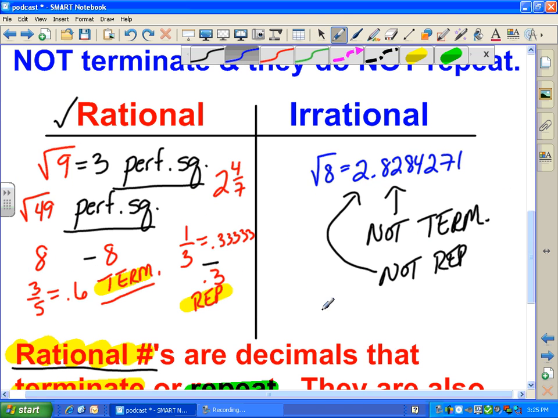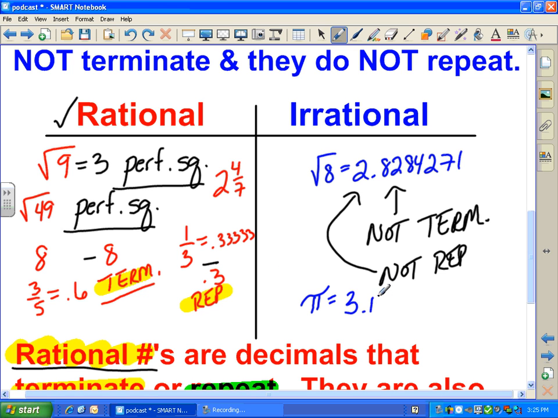Pi in math is an irrational number because if you worked out pi, the first digits are 3.1428571. This does not terminate and it does not repeat. So by definition, if it doesn't terminate and doesn't repeat, it is an irrational number.